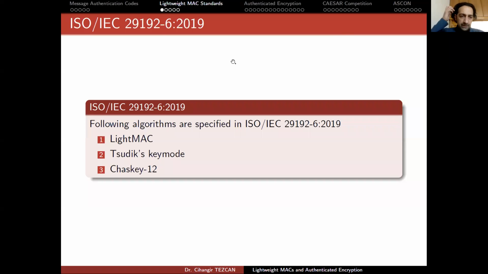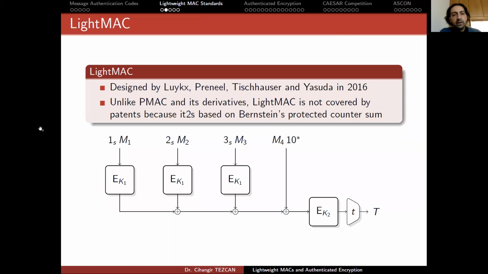In 2019, three message authentication code algorithms were specified as ISO standards for message authentication codes. These are called LightMAC, Sundex Key Mode, and CSEC 12. So let's focus on LightMAC and CSEC briefly. LightMAC was designed by Luykx, Preneel, Tischhauser, and Yasuda in 2016.